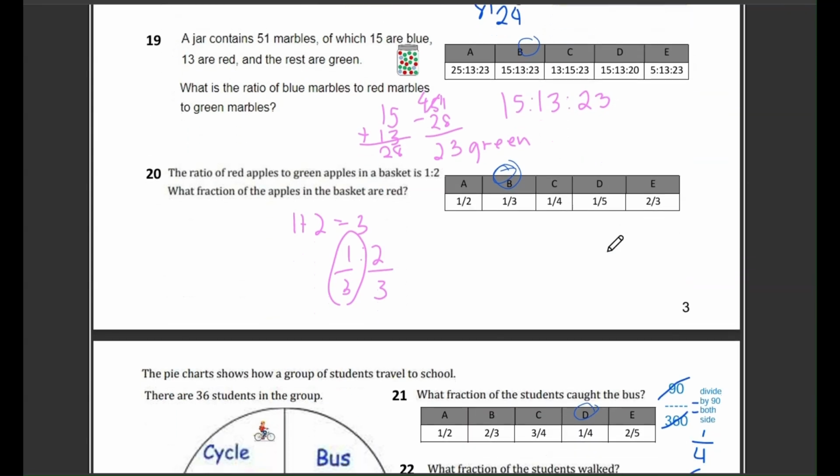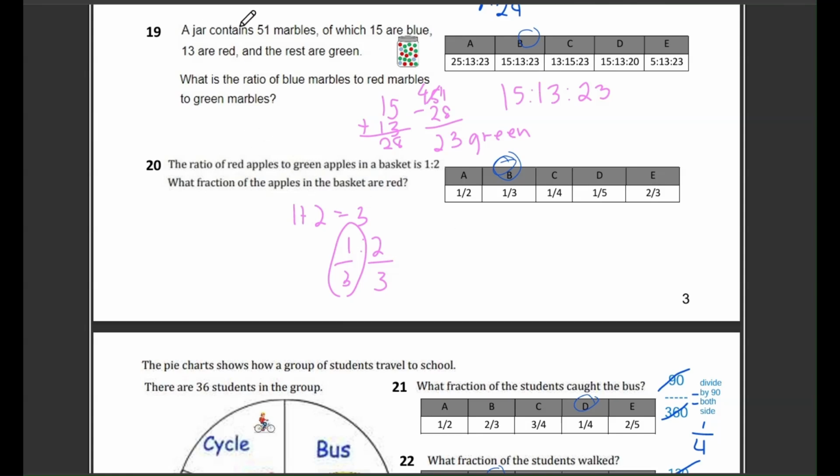Question 19. Okay, let's do another ratio problem. This time we are looking at marbles in a jar. It says, a jar has 51 marbles total. 15 are blue, 13 are red, and the rest are green. What is the ratio of blue to red to green? Here are the multiple choice answers. A, 25 to 13 to 23. B, 15 to 13 to 23, C, 13 to 15 to 23, D, 15 to 13 to 20, and E, 5 to 13 to 23. The correct answer is B, which is 15 to 13 to 23.